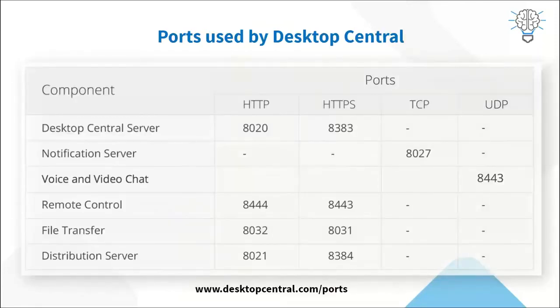Here are the port details used by Desktop Central. Desktop Central's primary server uses the HTTP port 8020 and the HTTPS port 8383. The notification server uses the TCP port 8027. You also have additional components for voice and video chat, remote control, and file transfer, which will be explained in detail in the upcoming sessions. To know in detail about the ports used by Desktop Central, you can visit the below mentioned URL.